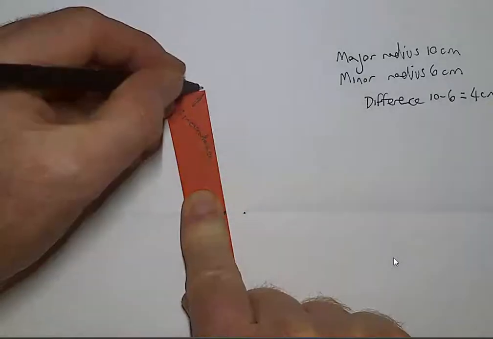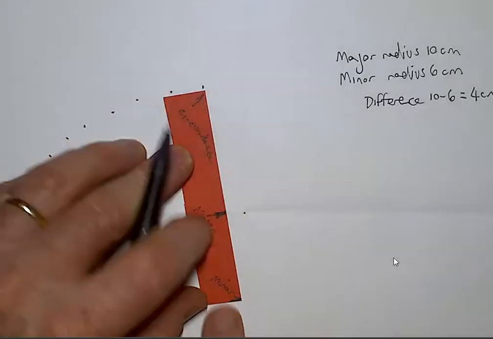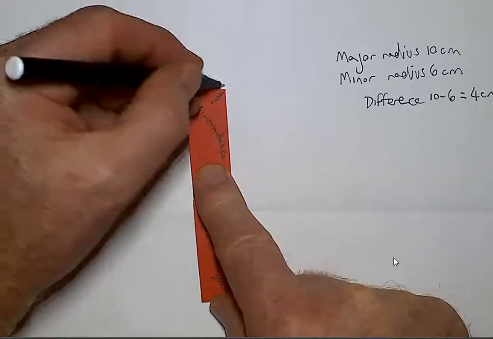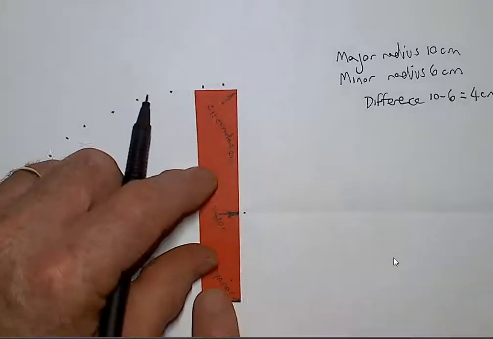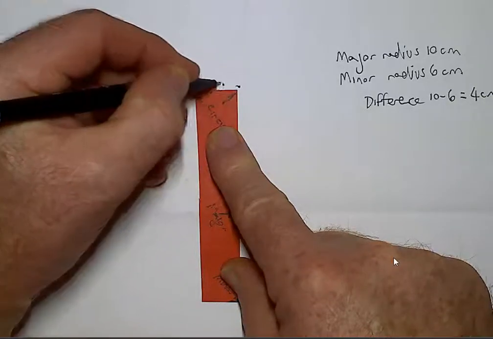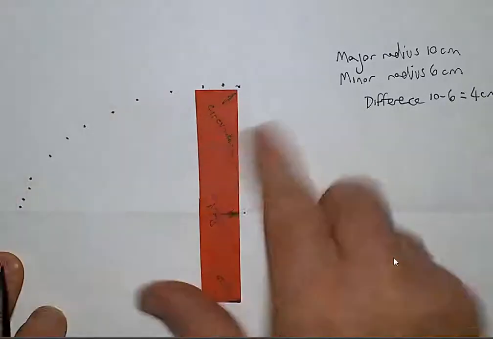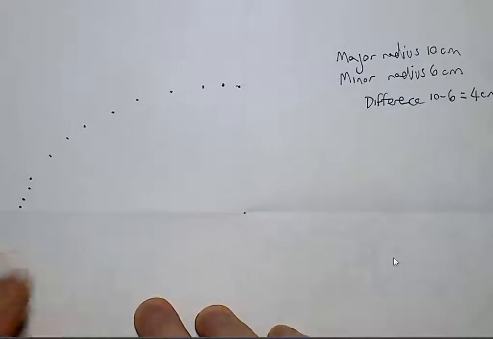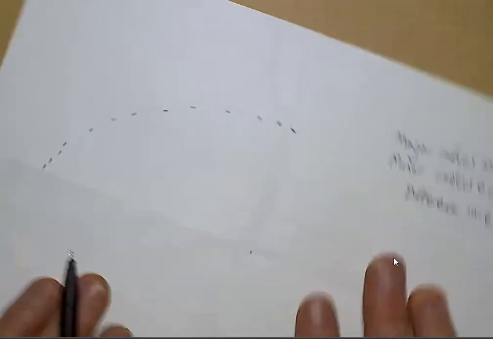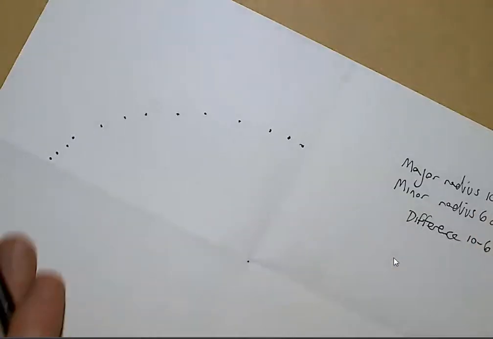Minor, major, circumference, until we get right up to the centre. Now, those points around there are all on the circumference. Now, I've just done a quarter of my ellipse, but that's probably all I have to do, because what I can do now is, with a neat freehand line, join them together.